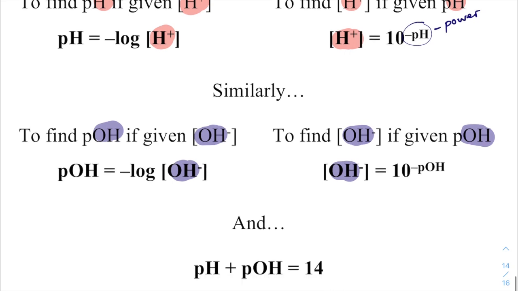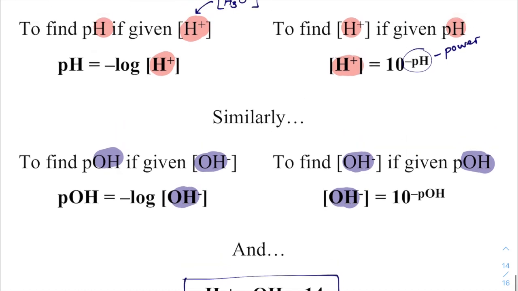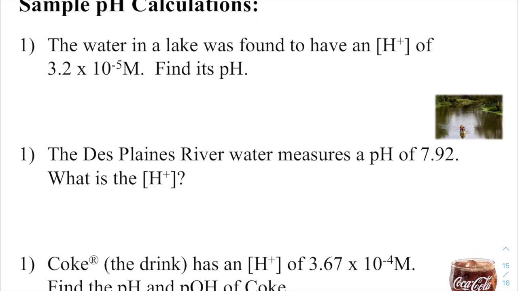So those are the same. And then like we talked about before, pH and pOH always add up to 14. With these 5 equations, you have the ability to solve any pH problem you need to do. The next few slides have some examples. You might want to have your calculator out while we go through this so you can practice doing the calculations.